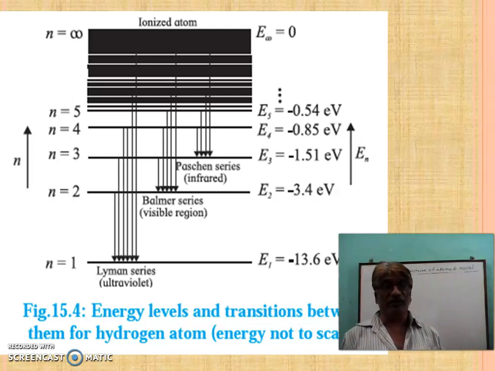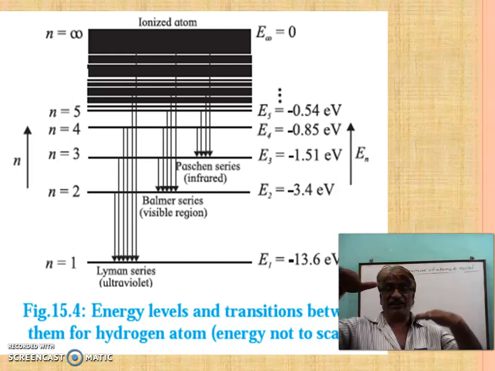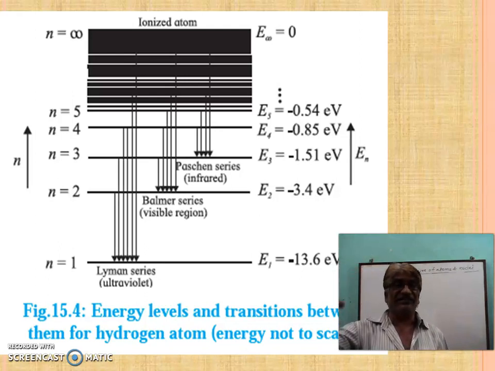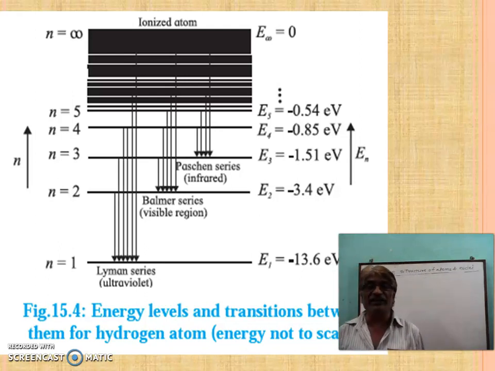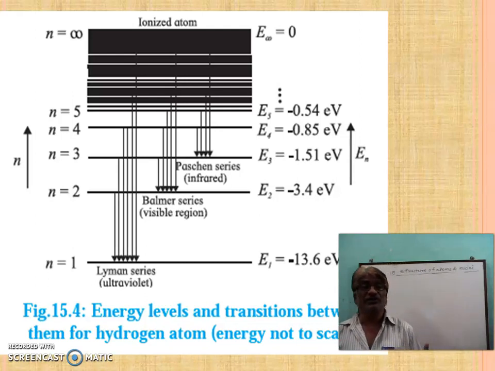If we count another 3 or 4 lines and take n equal to 5, then E5 is equal to minus 0.54 electron volt. That means we draw 5 horizontal lines, and after the fifth line we draw a line for n equal to infinity. The energy at infinity becomes 0.